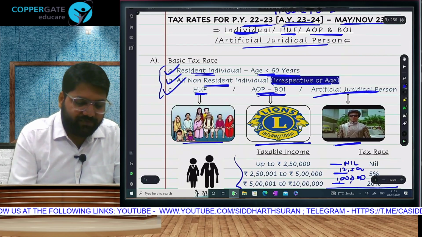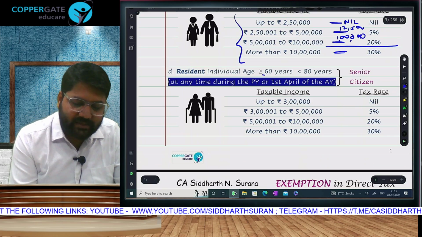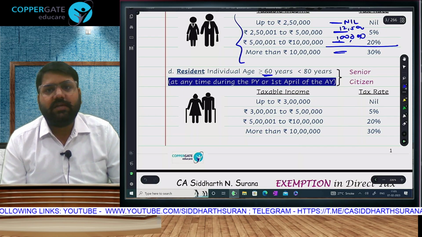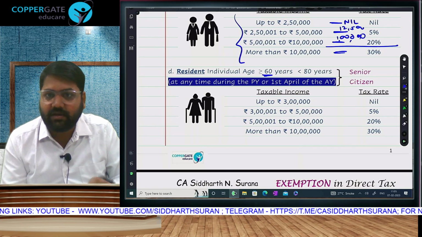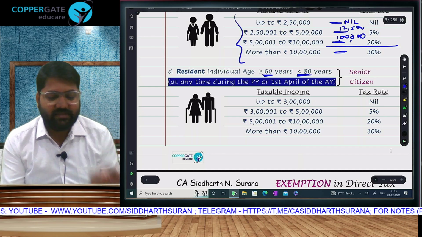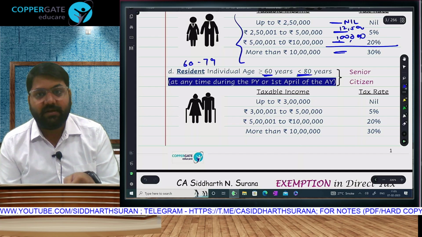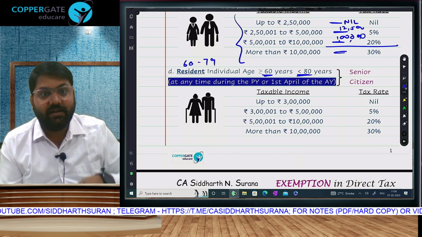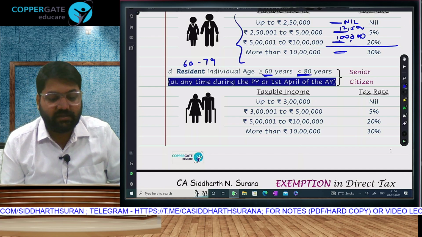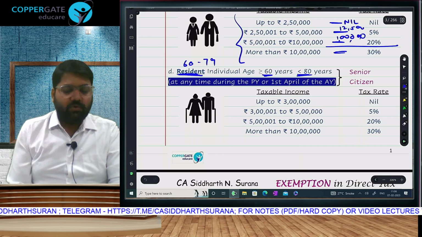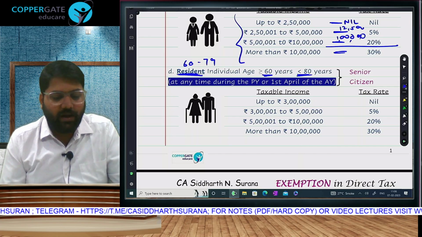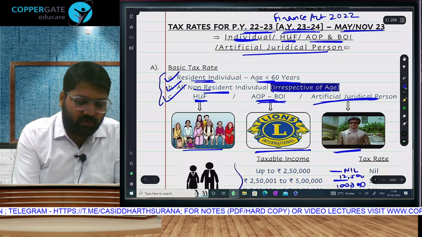in any of this. However, if you are a resident individual 60 years and above, so exact 60 will also get covered here, but less than 80. So can I say this is going to be 60 to 79, equal to 60 will be covered, but equal to 80 will not be covered. Equal to 80 will go in super senior citizen, but most importantly you have to be a resident. So if you are a non-resident, as already discussed, you are going to fall here.